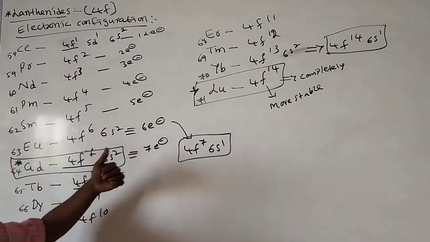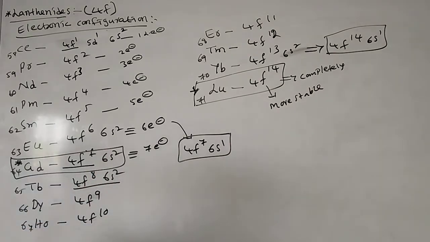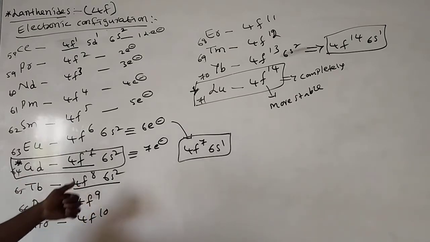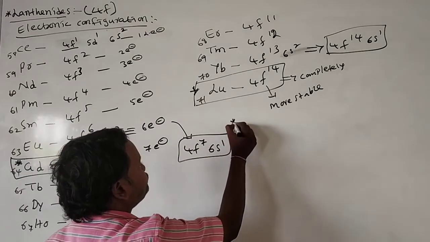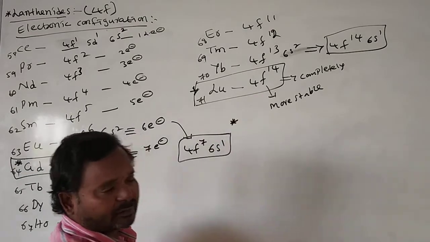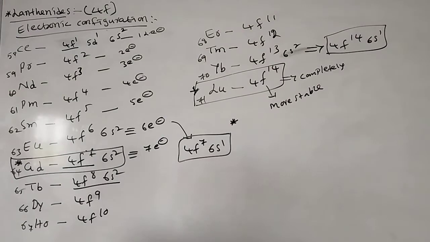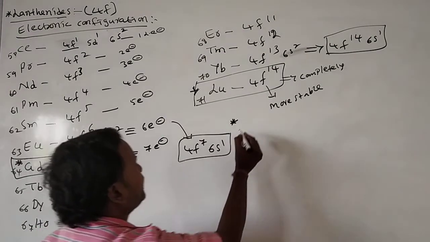Lutetium and gadolinium both are more stable. Lutetium has completely filled orbitals. Gadolinium has completely half-filled orbitals. Due to more symmetry, gadolinium and lutetium are more stable. In continuation, this is the electronic configuration of lanthanides. Next in continuation, we will see the oxidation states.